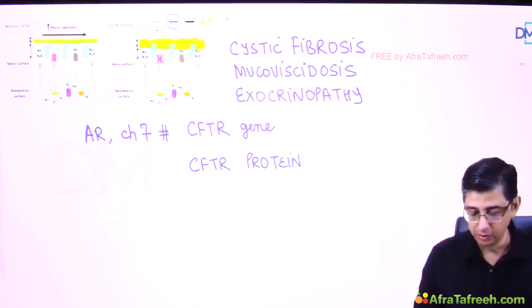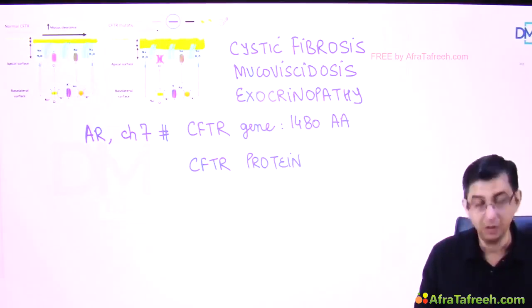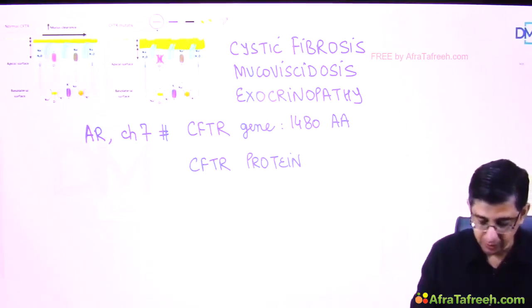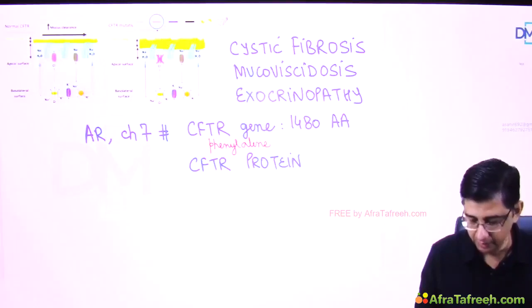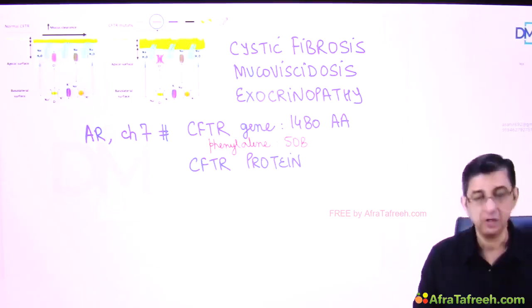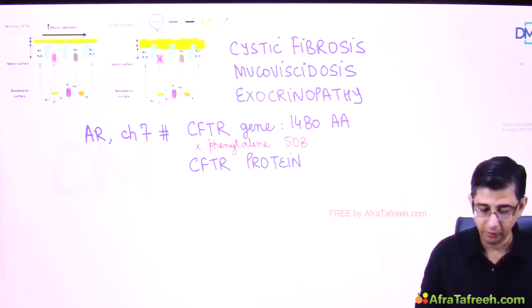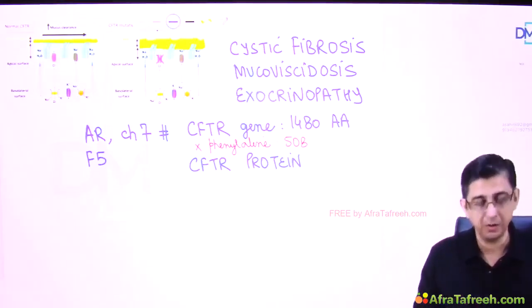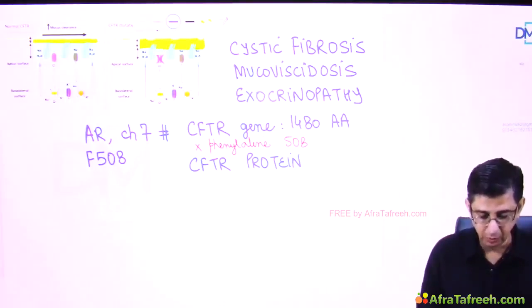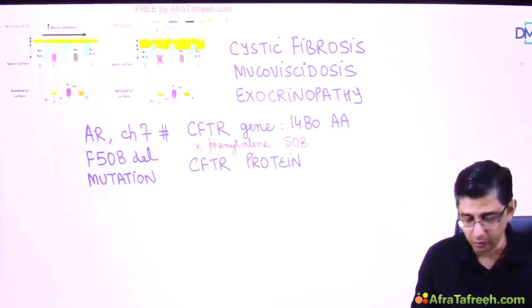Now, when it comes to this gene, we have studied that this would have a 1480 amino acid sequence. In this particular sequence, phenylalanine is present at position number 508. What happens in cystic fibrosis is that this phenylalanine at 508 position is deleted. And that is why you would have read in the textbook that the most common mutation, though there are about 1000 mutations documented for cystic fibrosis, is the F508 mutation, which basically means there is deletion of phenylalanine at 508 position.